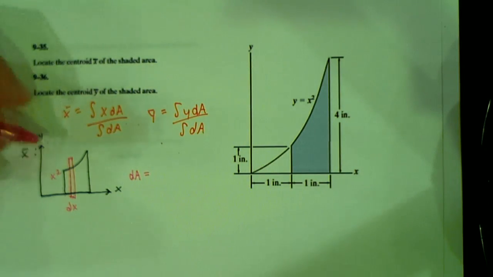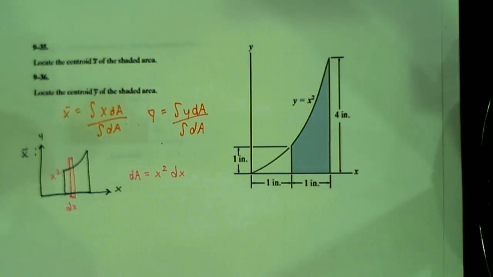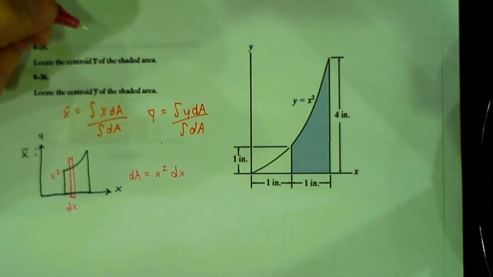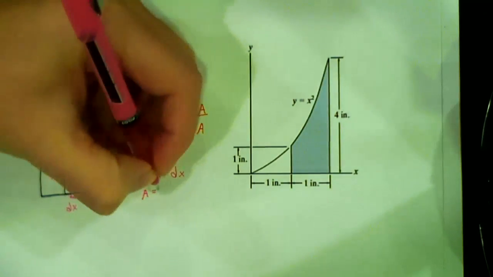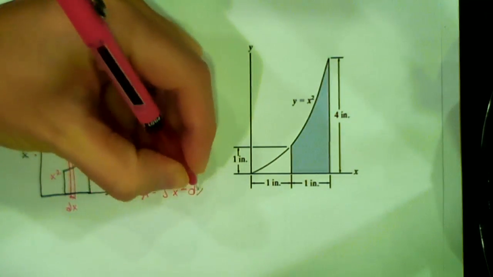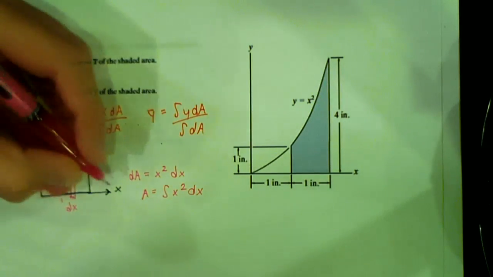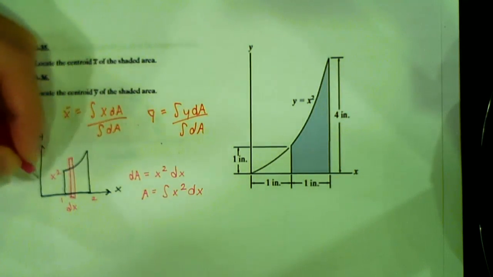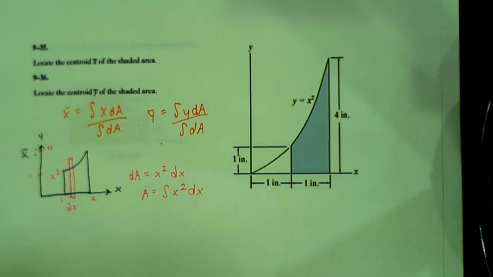For this problem, the hardest part is finding what dA is. For this one, dA is equal to x squared times dx. So I can go ahead and find my total area, because that one doesn't change between x bar and y bar. So I can just find it and use that. A is the integral of x squared dx. What are my bounds for this? If this is 1, and this is 2, and that's 1, and that's 4, what do I use? 1 to 2, good.